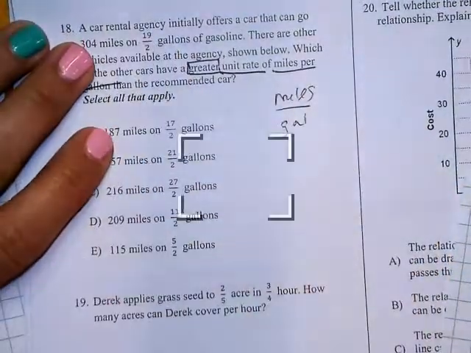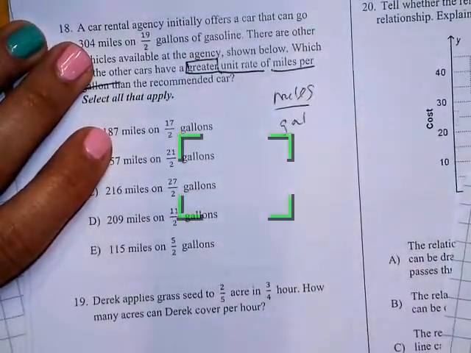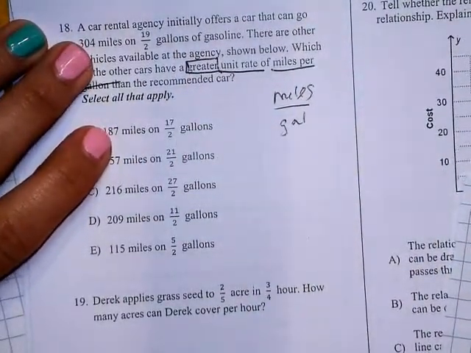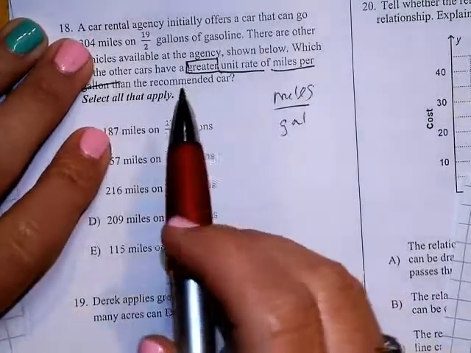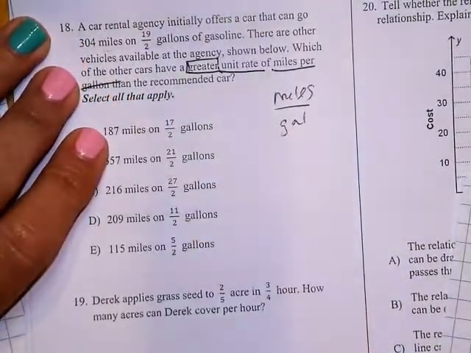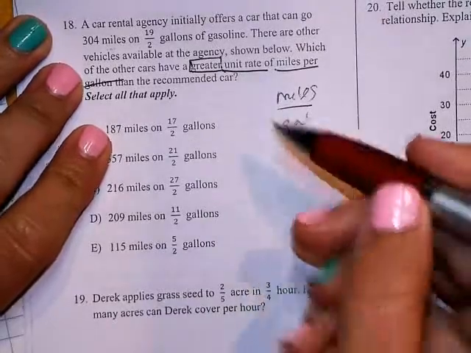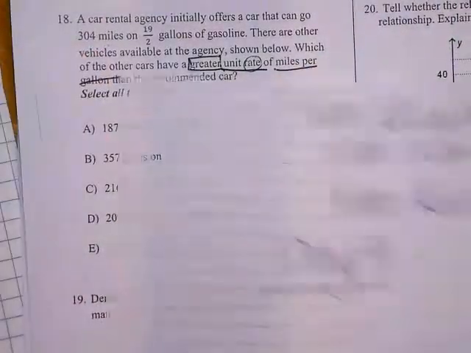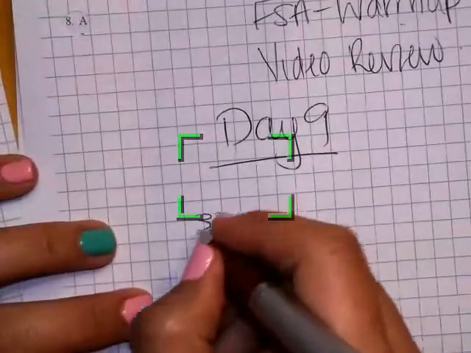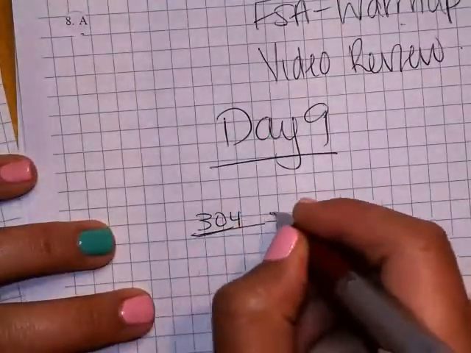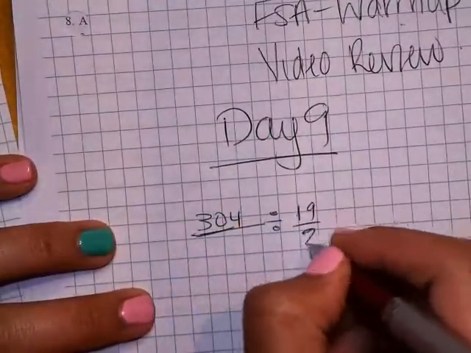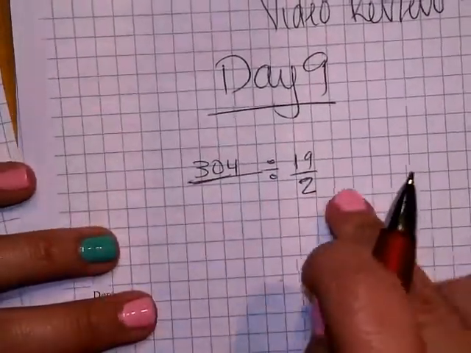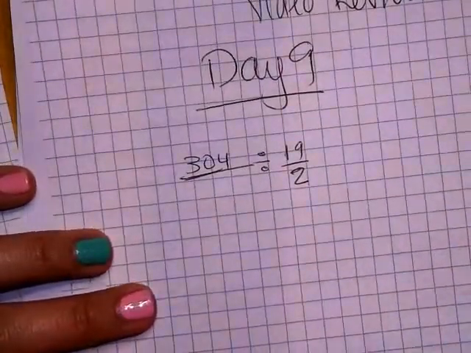You need to first find out what's the unit rate for the original problem here. So that means unit rate means to divide. You see the rate word? You're dividing. So I have to divide 304 divided by 19 over 2. Luckily, they turned this fraction for you. They turned it into a fraction for you already.